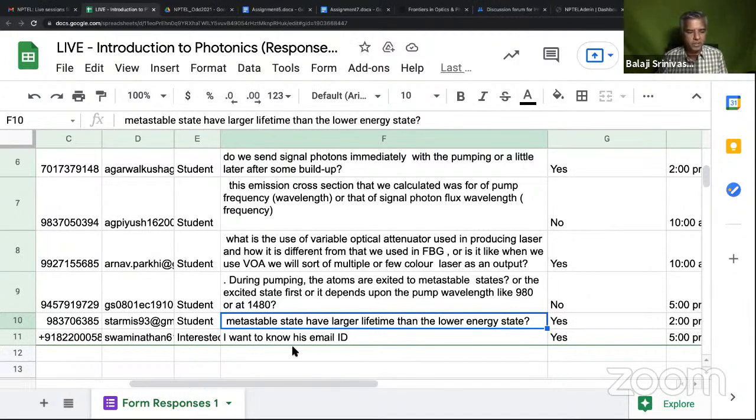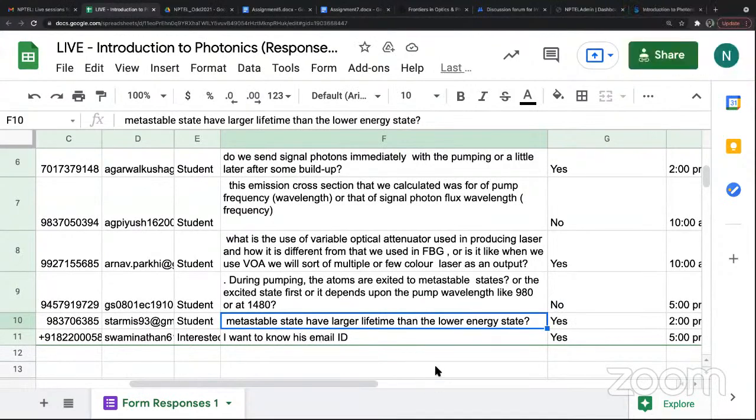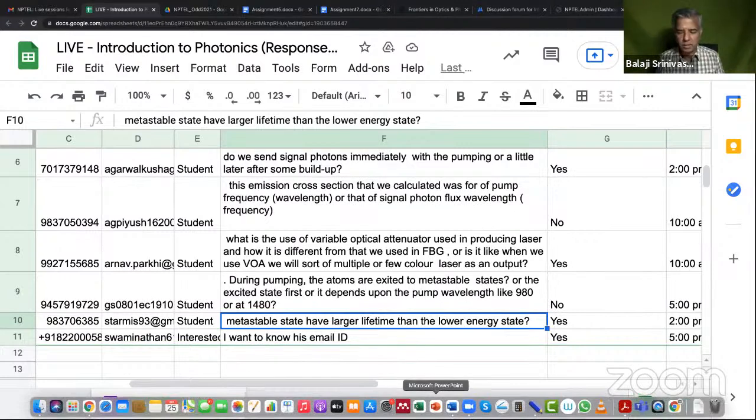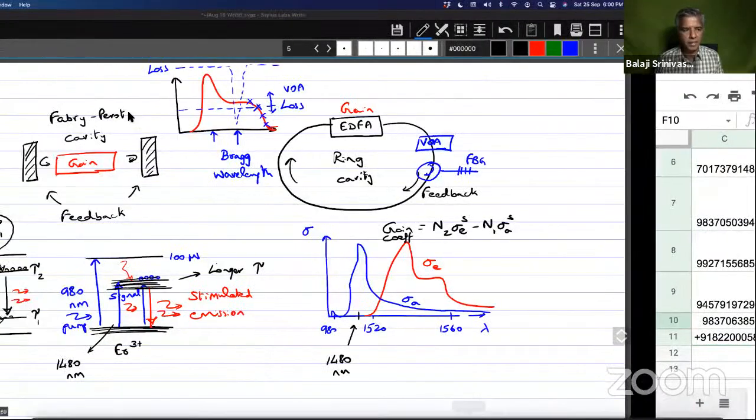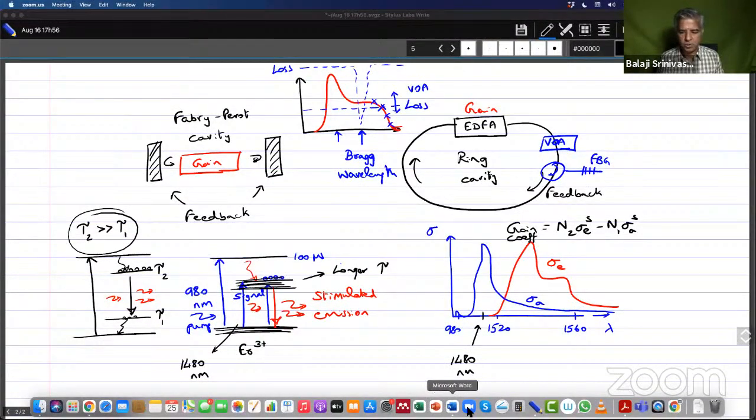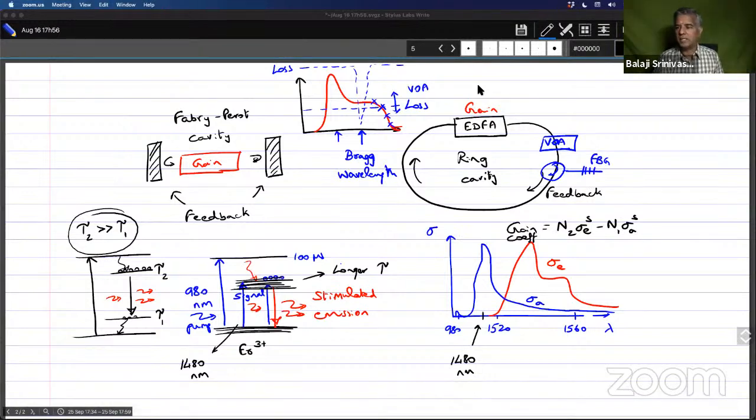Okay, move on. I think this person, Swaminathan, just mentioned that he needs to talk to me about something. Swaminathan, if you're there, we can probably meet after this session. You can stay back. Okay, so that's all the questions that I can see. Let me just check if there is any question posted in the chat. No, I don't see any other questions here, or maybe there is one.